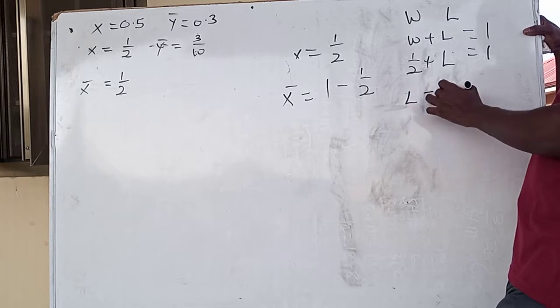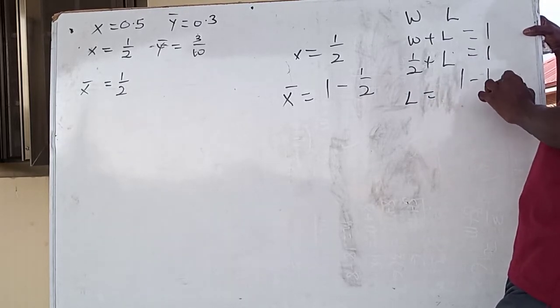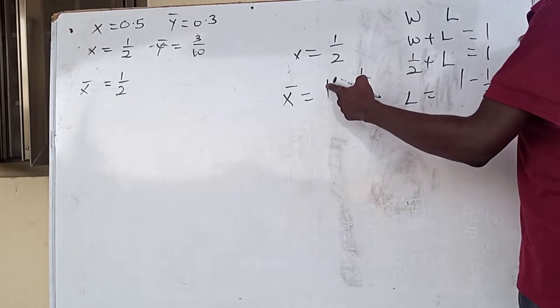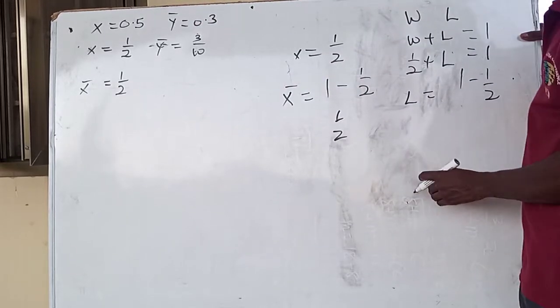You group it like this: 1 minus 1 over 2. Do you get it? So it's the same thing. That's why we just write it. So 1 minus half. You have 1 and you are saying take half from it. It's left with half. Do you get it?